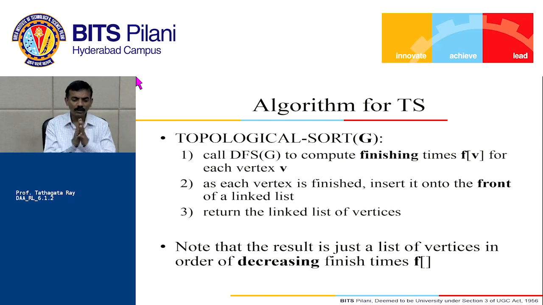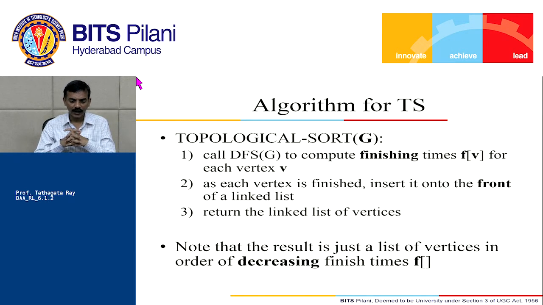So call depth first search on this graph G to compute finishing times f[v] for each vertex v. If you recall, in depth first search we assign two things, a discovery time and a finish time. So you compute the finishing times for each vertex v. As each vertex is finished, insert it onto the front of a linked list. So every time you finish a vertex, you put it in the front of a linked list. And finally, you return this linked list of vertices.